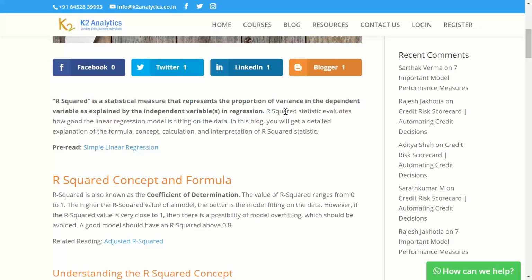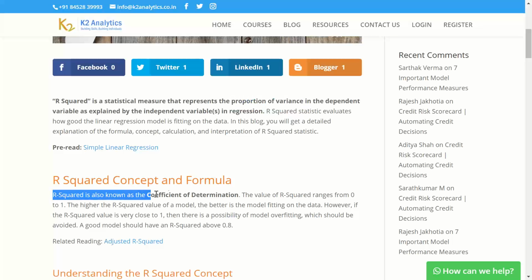We are making use of lots of technical terms: proportion of variance, how well the model is able to explain, what percentage of variance of the dependent is explained. All of that will get clarified once we get into the calculation of R squared. So you will have to just hold on for a while.